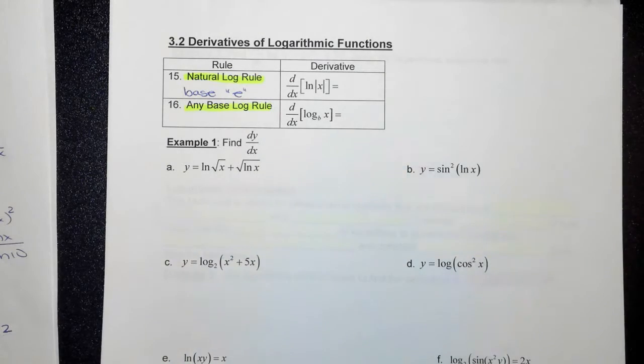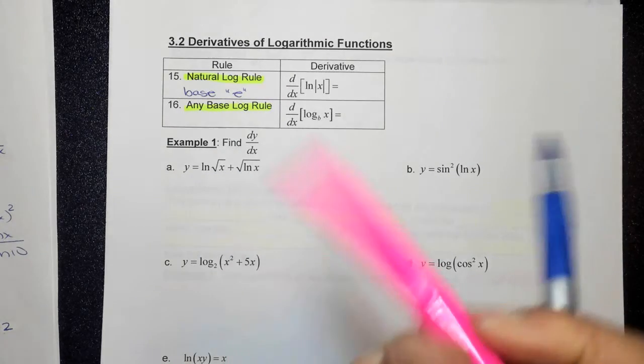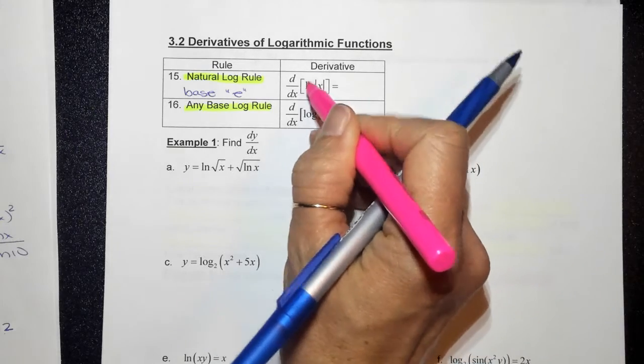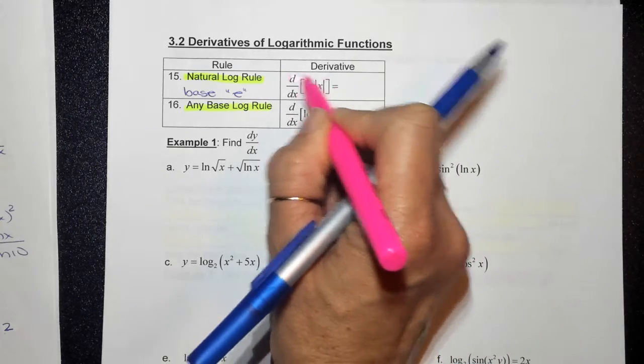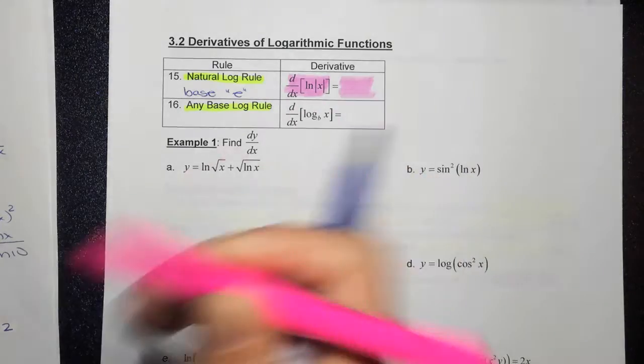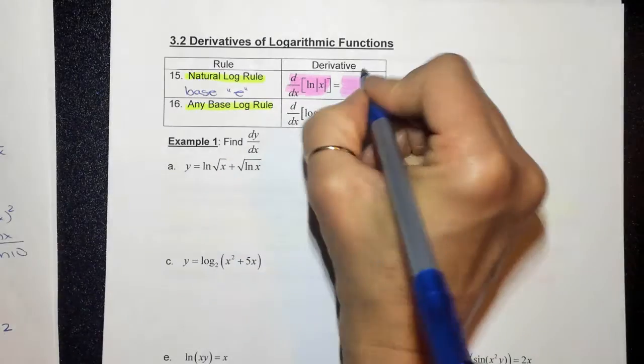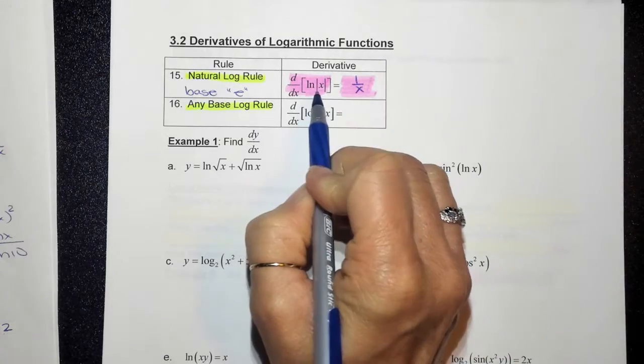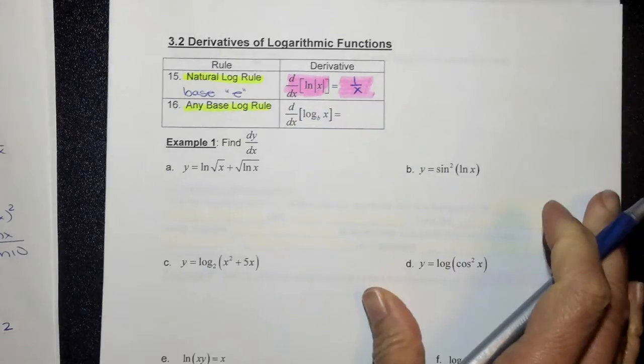But here remember that the natural log is base e. Okay, and you really need to know these. These are really important. You pretty much have to commit them to memory. But when you are asked to take the natural log of the absolute value of x, this is 1 over x. And this is the absolute value, and I'm going to show you an example.